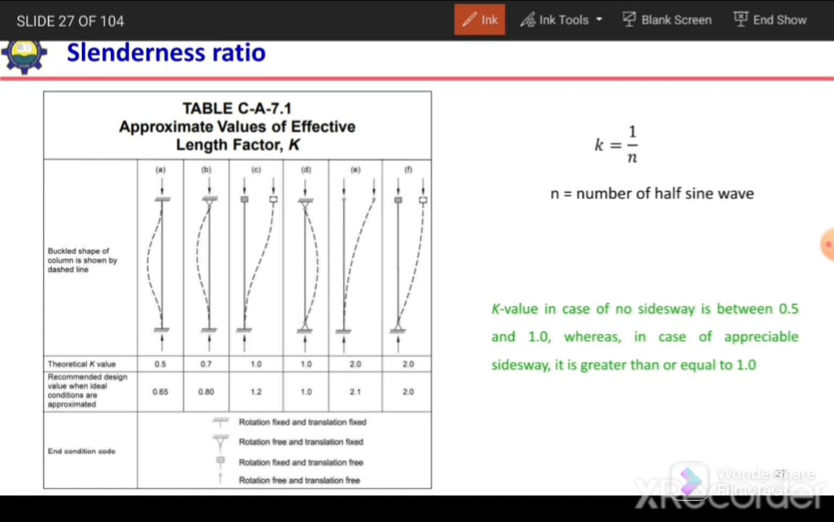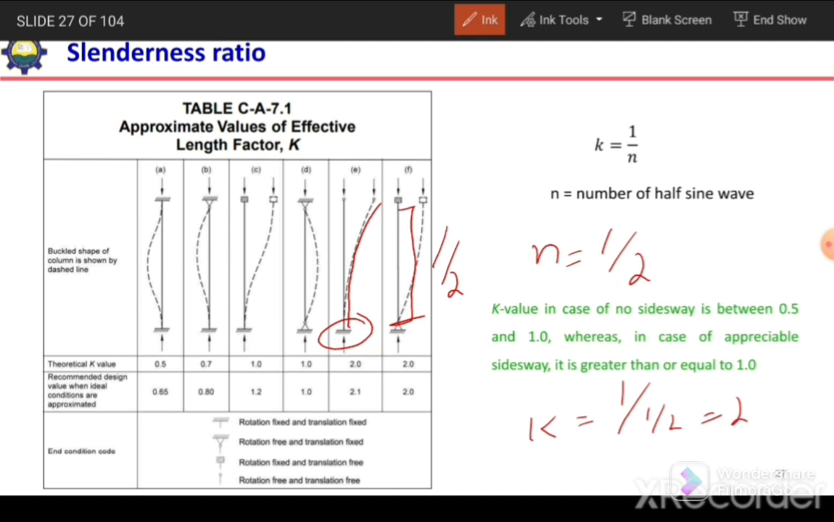So if we see the next case, E case, we have a fixed support at the bottom, but the top is free. So here in this case we have only 1 by 2 of half sine wave. So n is equal to 1 by 2. So k will be equal to 1 over 1 by 2, or equal to 2. So here we can see the k value is 2.